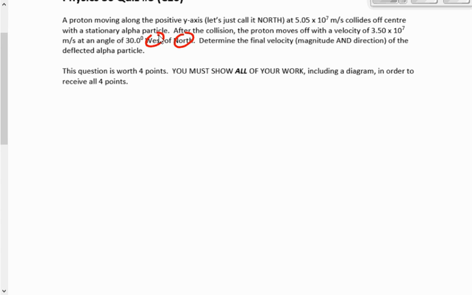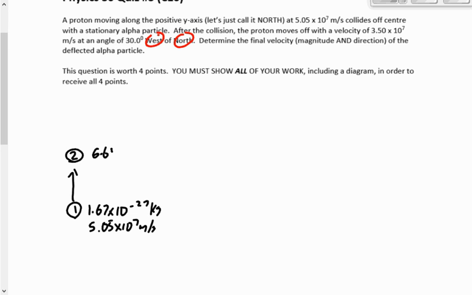I'm going to say object number 1, I'm going to call that the proton. It has a mass of 1.67 times 10 to the negative 27 kilograms and a speed of 5.05 times 10 to the 7 meters per second. And it's heading upwards, positive y-axis, or heading to the north. Object number 2, which is our alpha particle, has a mass of 6.65 times 10 to the minus 27 kilograms. And it has a velocity of 0 meters per second, at least initially it does.